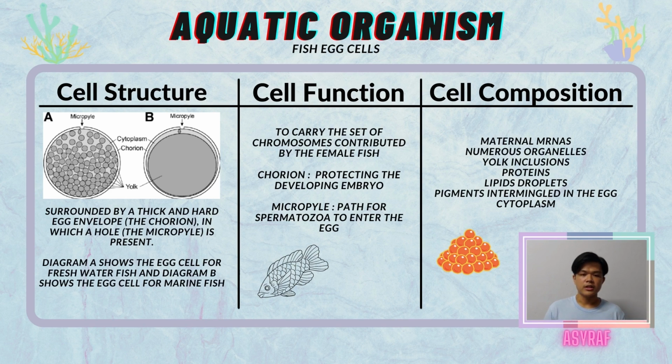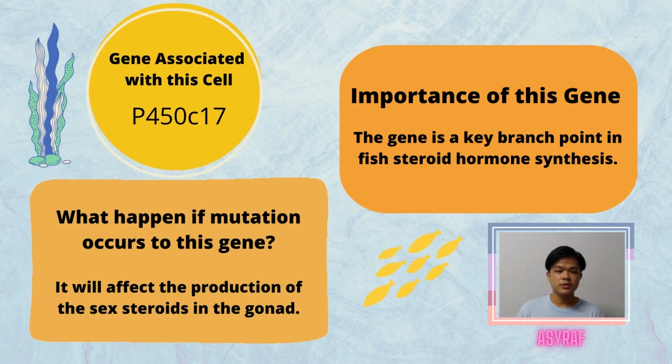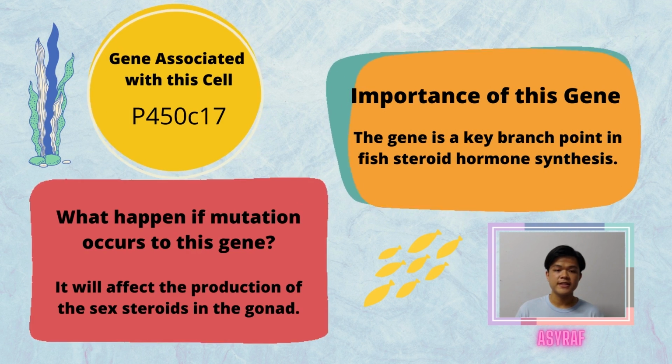Cell composition. The cell consists of maternal mRNAs, numerous organelles, yolk inclusions, proteins, lipid droplets, and pigments intermingled in the egg cytoplasm. The gene associated with the cell is the P415C17.